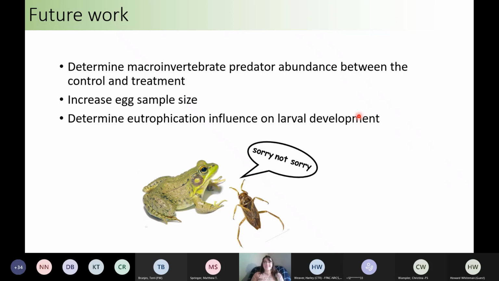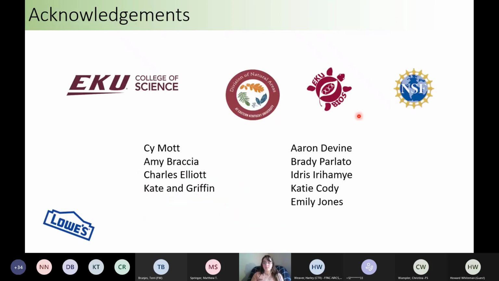Lastly, I would still like to do the tadpole experiment and determine if eutrophication influences larval development, just to make that connection between the parent activity and the larval survival. I think that's going to be a really important part of this experiment, to determine if this behavior is adaptive for eutrophication.